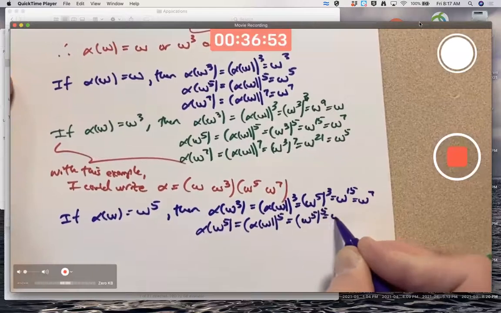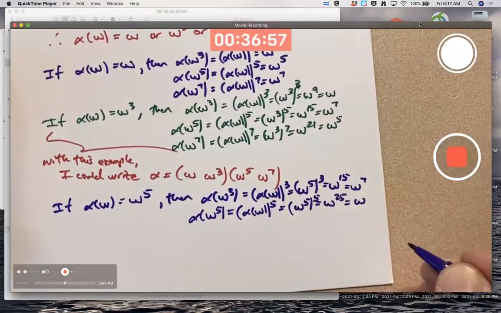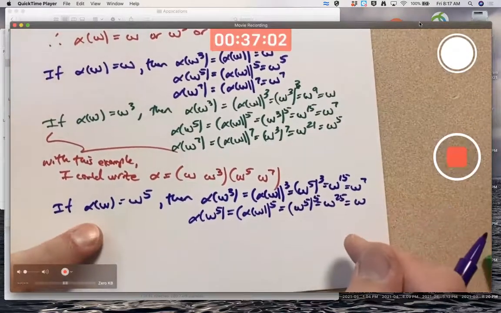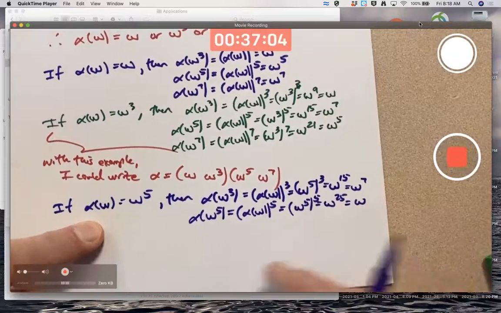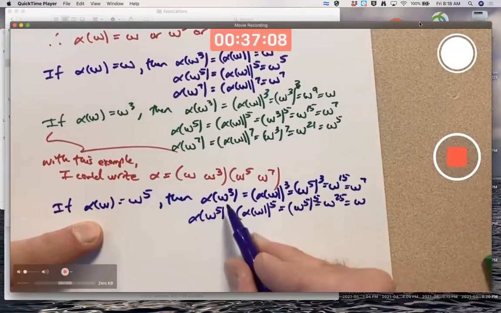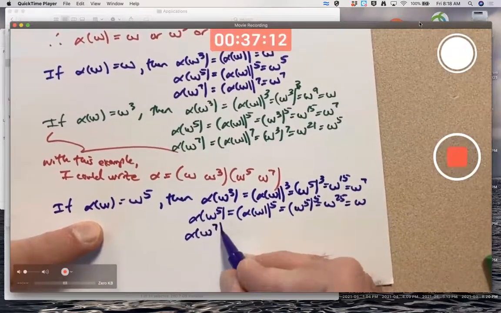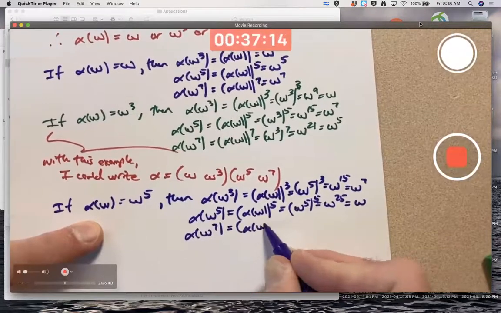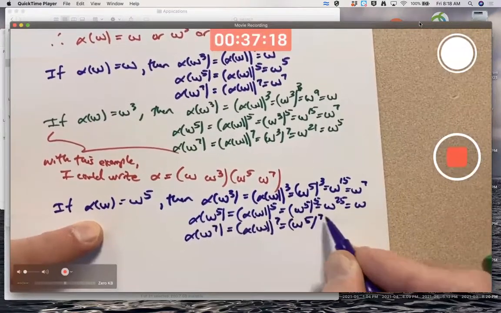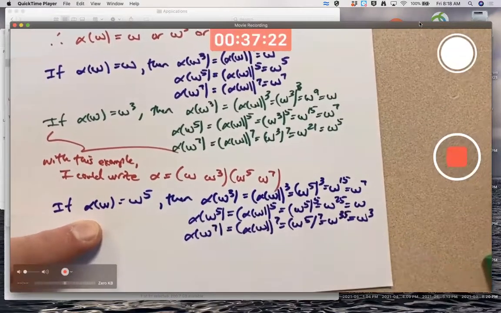Omega to the 25th, mod the exponent by 8, you get omega. Alpha, in this case, is permuting omega and omega to the 5th back and forth. It's evidently going to permute omega cubed and omega to the 7th back and forth. Get omega to the 35th, mod the exponent by 8. That's the same as omega cubed.